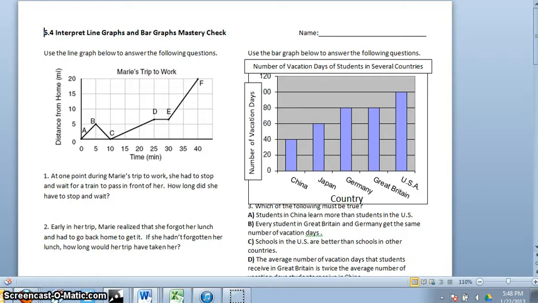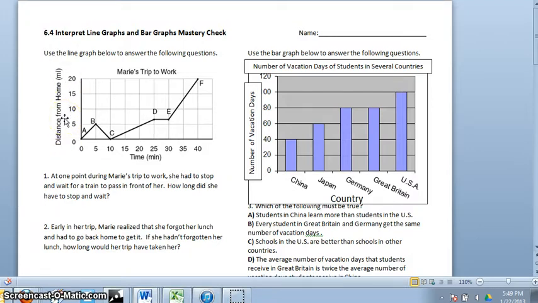6.4, interpret line graphs and bar graphs mastery check. Use the line graph below to answer the following questions. Okay, I'm going to look at this line graph, look at the title, Marie's trip to work. Looks like I have time on the x-axis, so I'm thinking that's how long her trip has been taking her, or has taken her so far. And the y-axis is distance from home, so how far away she is from home.